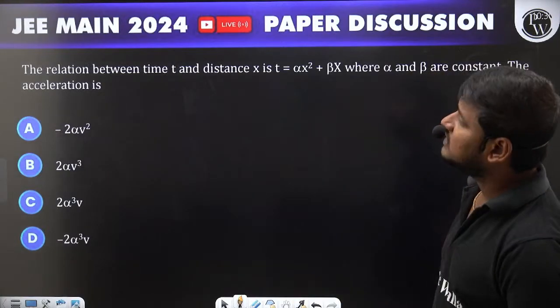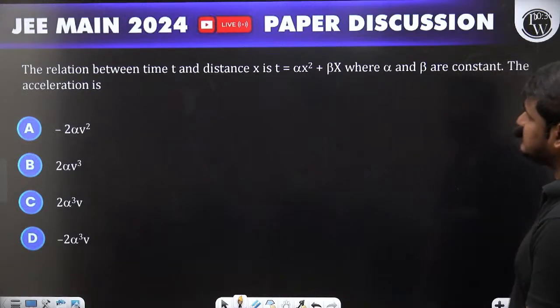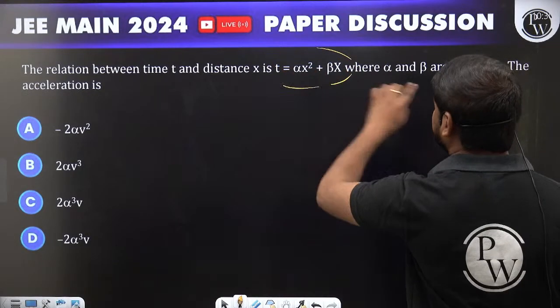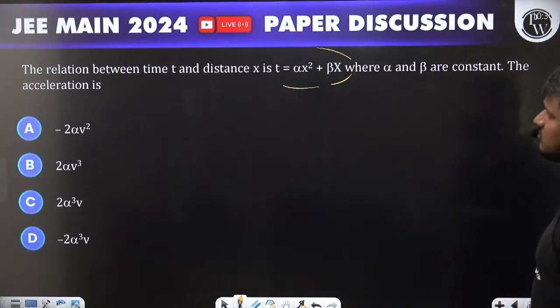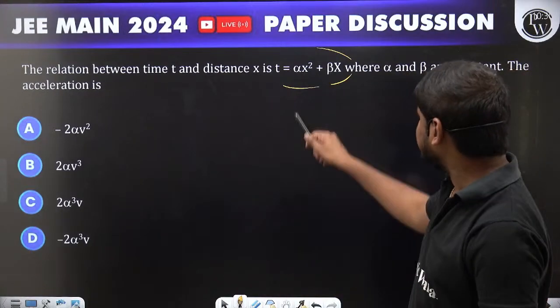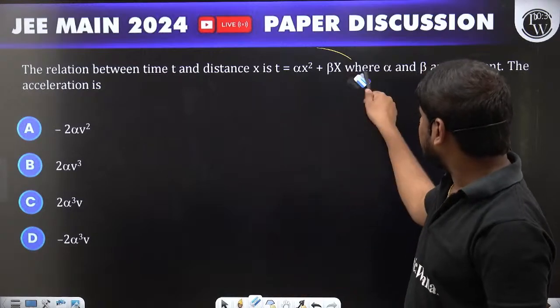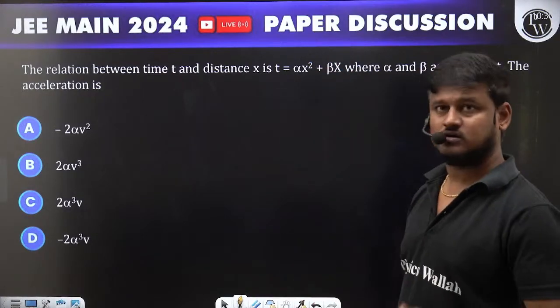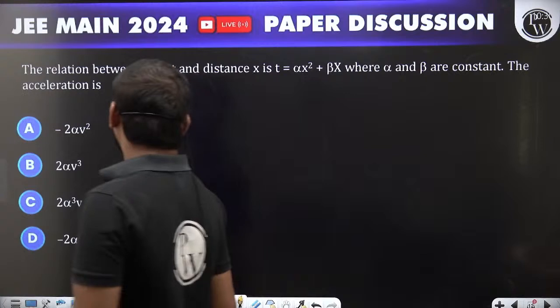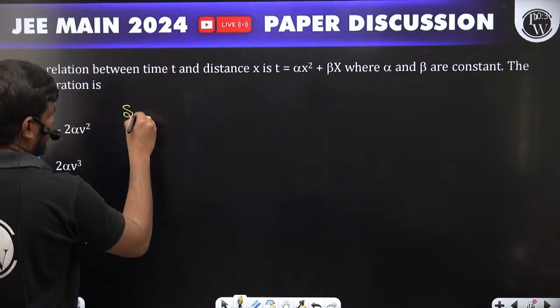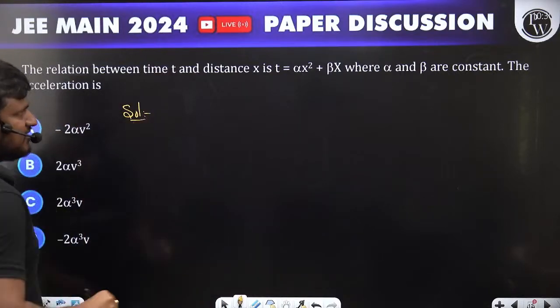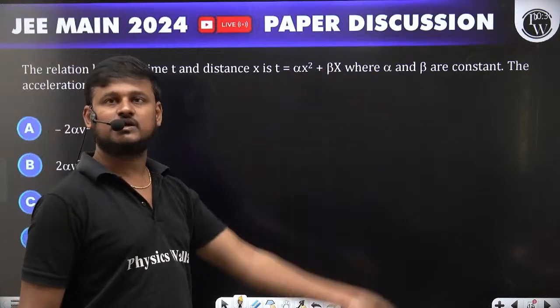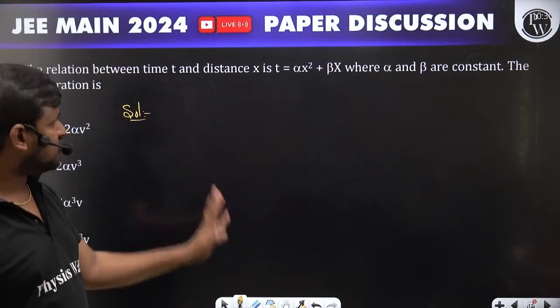So the relation between time t and distance x is given by this equation, and alpha and beta are constants. The acceleration is a kinematics question. This is a bit tough question, I can consider. Those students who are perfect with the basics of kinematics and who did many questions related to kinematics, they can only solve this question.